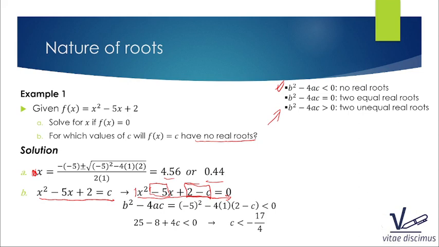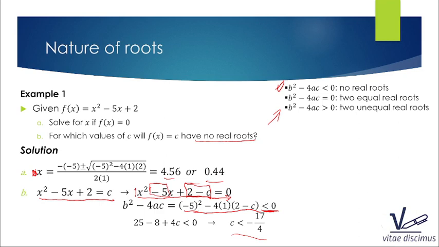So the b squared minus 4ac then becomes this. And we're saying for no real roots, it must be less than 0. So just expanding that and solving the inequality for c, you'll see that c must be less than 17 over 4 for our equation f of x equals c to have no real roots. So that's typically how they ask those questions.